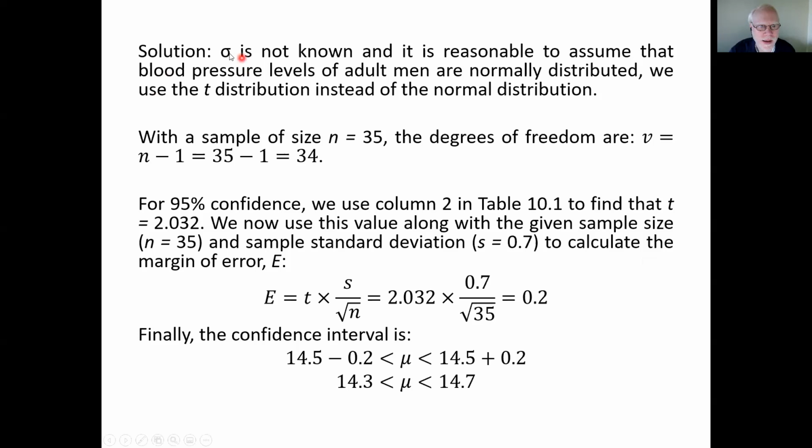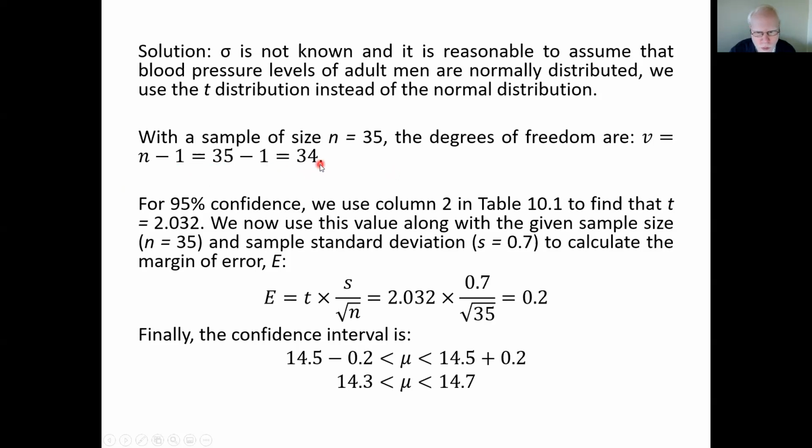All right, so the population standard deviation is not known, but we've already said the elbow to fingertip lengths are normally distributed. Sorry, I said blood pressure levels earlier, but that's not right here. So we use the t distribution instead of the normal distribution. It had already said in the instructions that the population is normally distributed. So with a sample size of n equals 35, the degrees of freedom are v is equal to n minus 1. So 35 minus 1 is equal to 34.